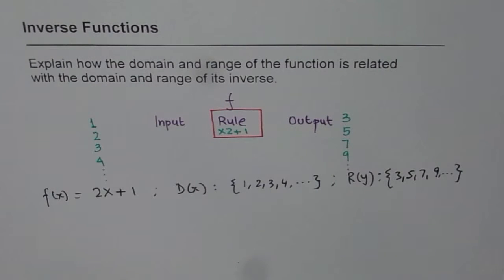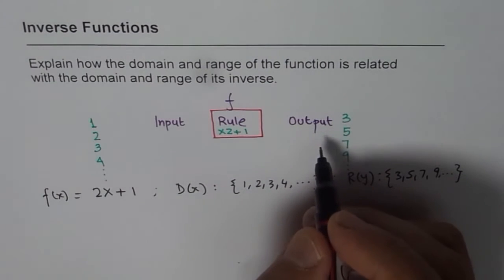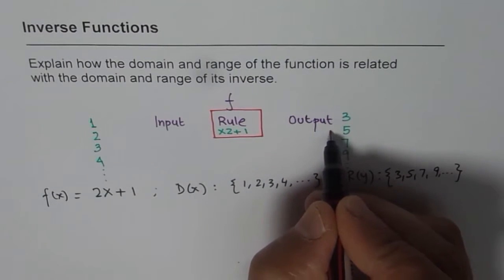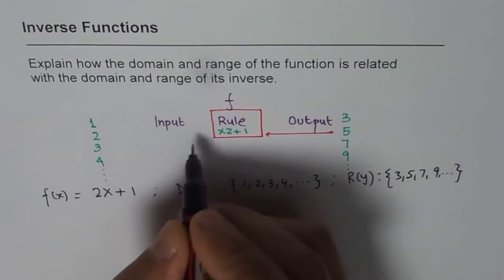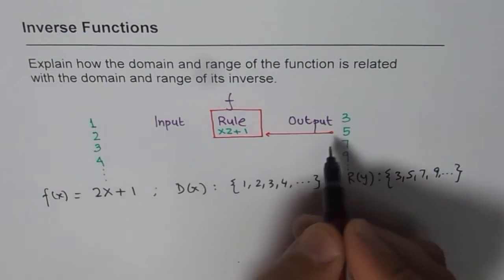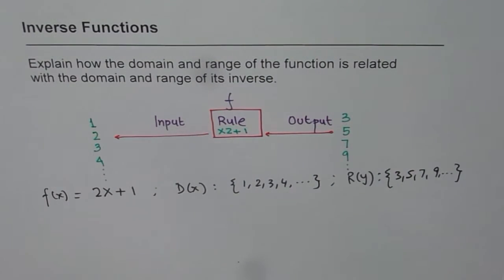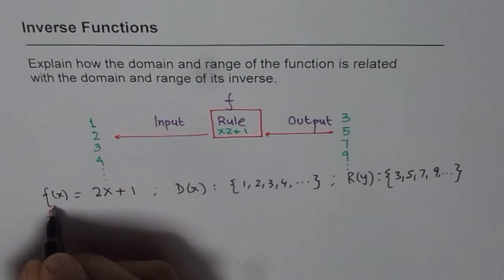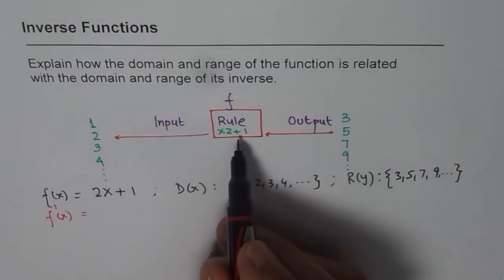Now, if we have to find the inverse of this function, then what are we looking for? We are looking for that if I feed in 5, for example, then I should get the number which got me 5, that is number 2. Reverse of the operation, right? So that is f inverse of x. So f inverse reverses the operation.